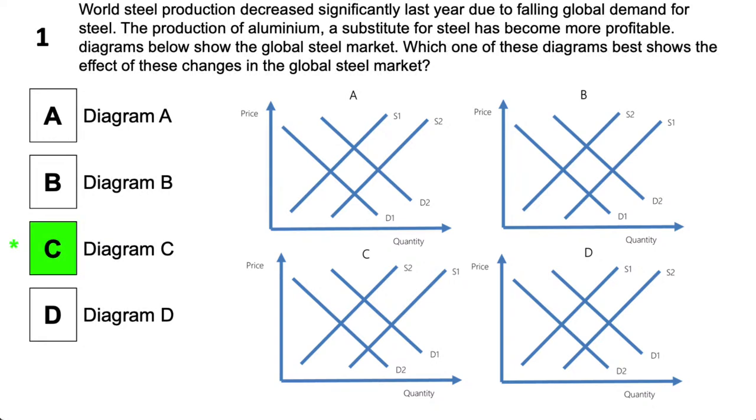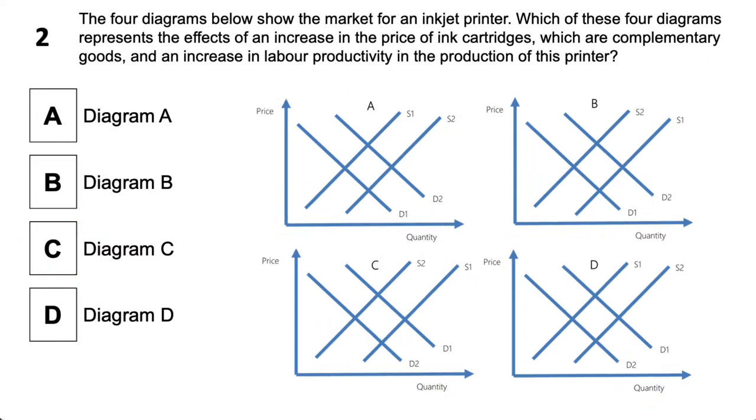Falling demand, D1 to D2, that's the fairly straightforward one. But we're told that aluminium is a substitute for steel. If it becomes more profitable, you'd expect a switch in supply away from steel towards aluminium. Producers may be searching for those supernormal profits, so the supply of steel might shift to the left. Great start, team economics. Let's try our second question.